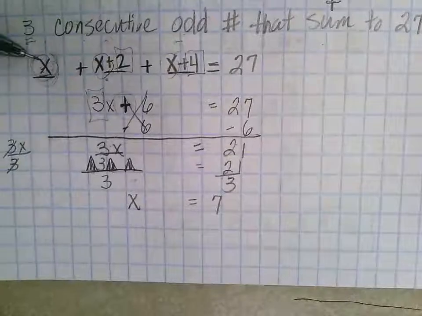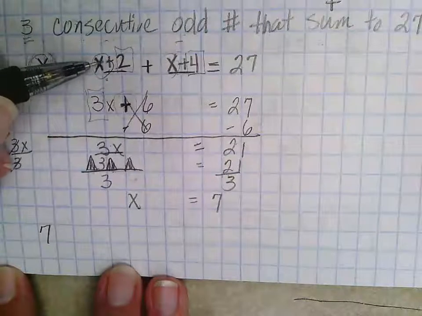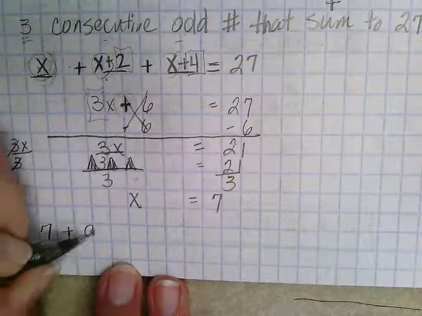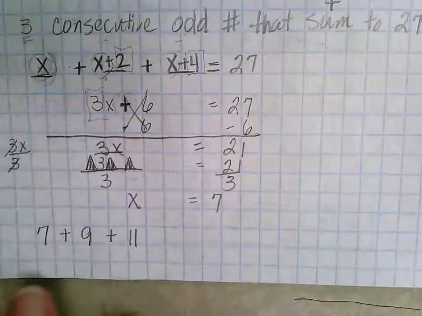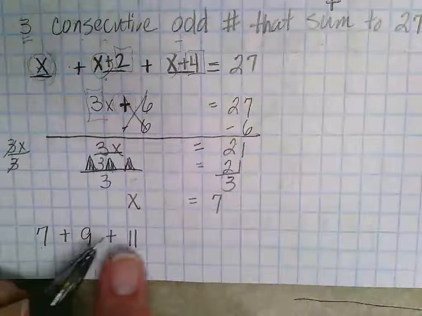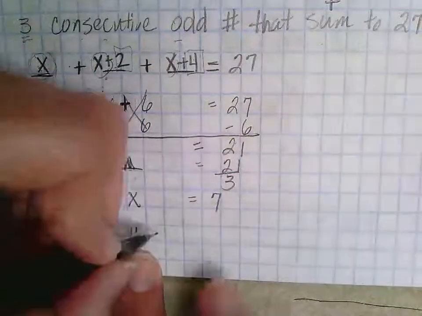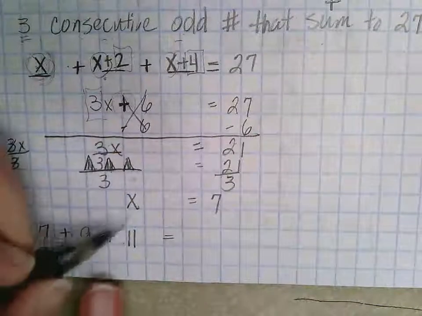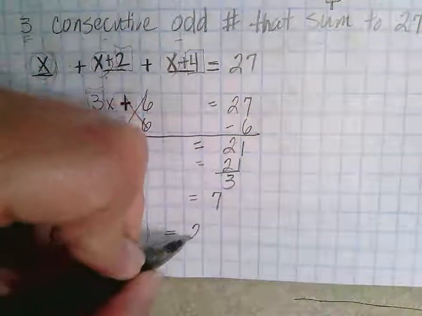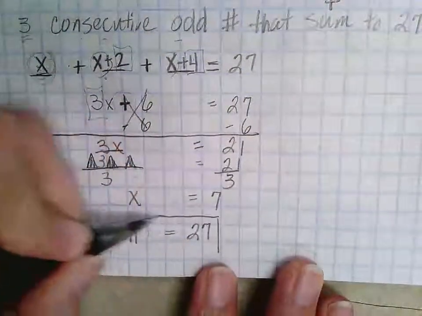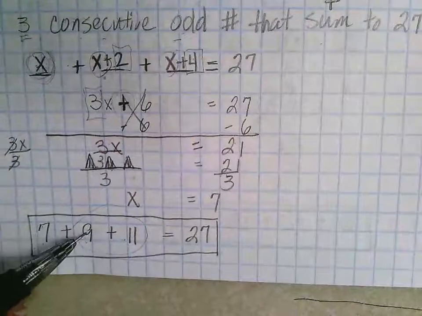So let's look back at our original equation and see if that works. 7 plus 2, that would be 9, plus 7 plus 4, that would be 11. And you can see that these are consecutive odd numbers. They come in order when we are counting. Let's see if that equals 27. Well, 9 plus 11 is 20, plus 7 is 27. So my 3 numbers that are consecutive odd numbers are 7, 9, and 11.